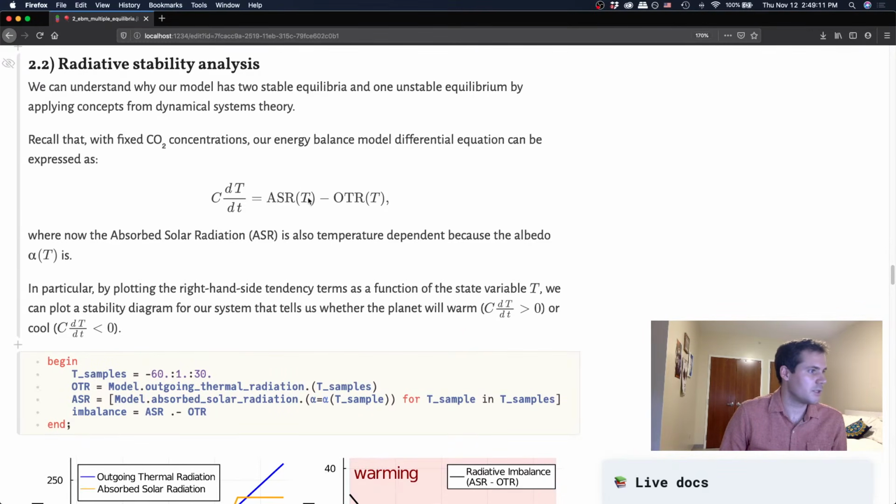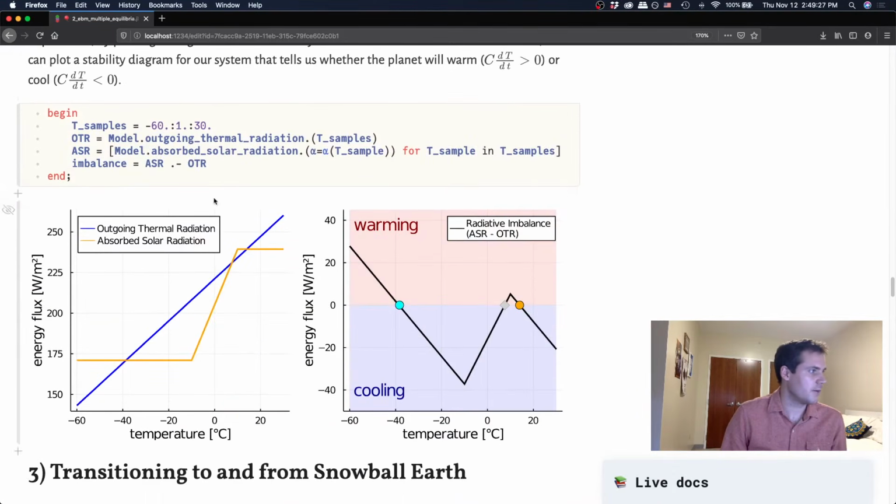So one thing we can do is, if we know what this is and we know what this is as a function of temperature, we can just plot both of them as a function of temperature, and then when this one is bigger than the negative one, we're going to get warming, and vice versa, we're going to get cooling. So let's do that. Here we're just going to sample a whole bunch of temperatures. So we'll go from minus 60 to 30 with a step of 1 degree.